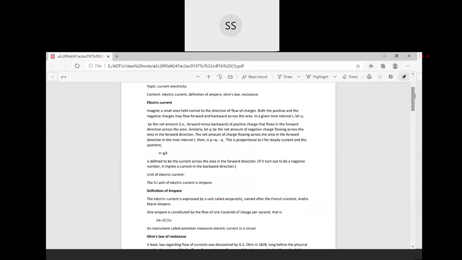Okay, so we know that when charges are at rest, they produce an electric field around themselves, right? And when charges move, they produce electric current. So this is the definition of electric current. We will represent electric current by the symbol capital I, and if q amount of charge flows in an electric circuit in time t, then the formula for electric current is I equal to q divided by t.